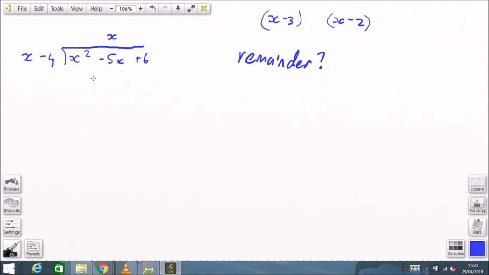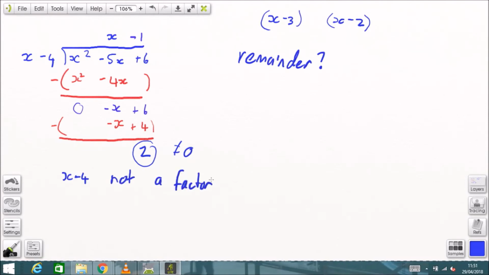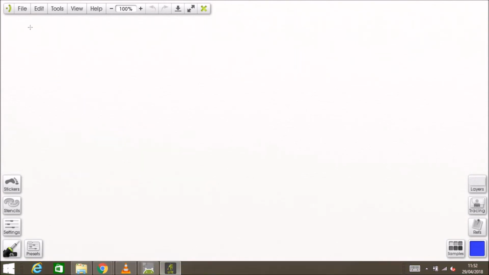Bear with me for this, by the way. I'm going to show you a better way, which is the main point of this video, so just follow through with this. If I take the highest coefficient as x, we'll subtract that, then we're going to be left with negative x plus 6. It's going to repeat again. Now the remainder is 2, which is not equal to 0. So first of all, we know that x minus 4 is not a factor. And our remainder is equal to 2. Right, so here's the factor theorem.